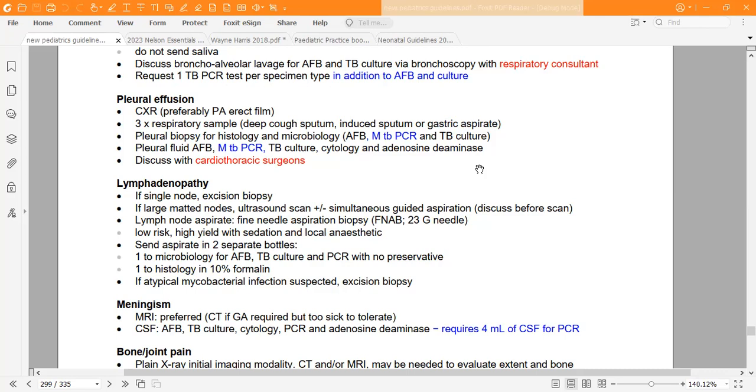Cytology and adenosine deaminase. Discuss with cardiothoracic surgery. So I have to discuss with the cardiothoracic surgery team as well in case of pleural effusion. Okay, so that's chest X-ray, pleural biopsy for histology and microbiology, pleural fluid aspiration as well, sample for cytology and adenosine deaminase, and discuss with cardiothoracic surgery.